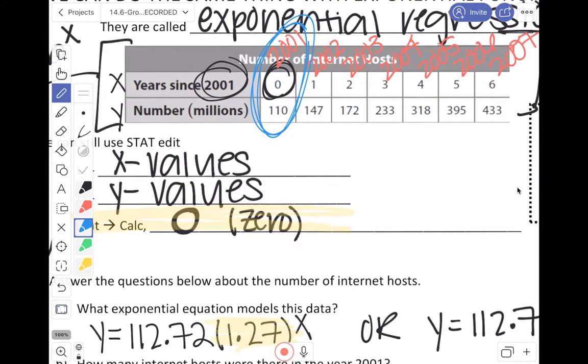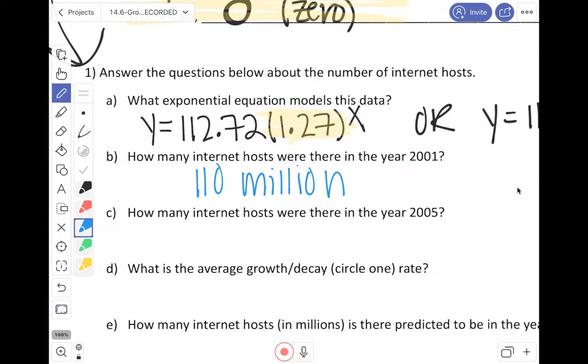Go up to my table. Oh, look, right here. 2005, 318 million. Again, it's in millions.